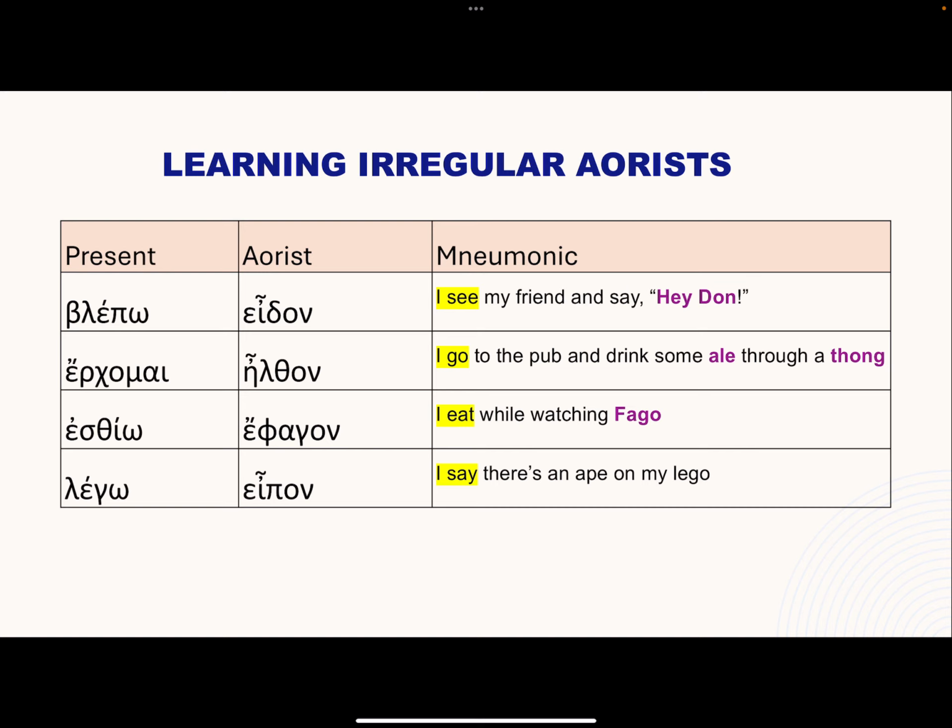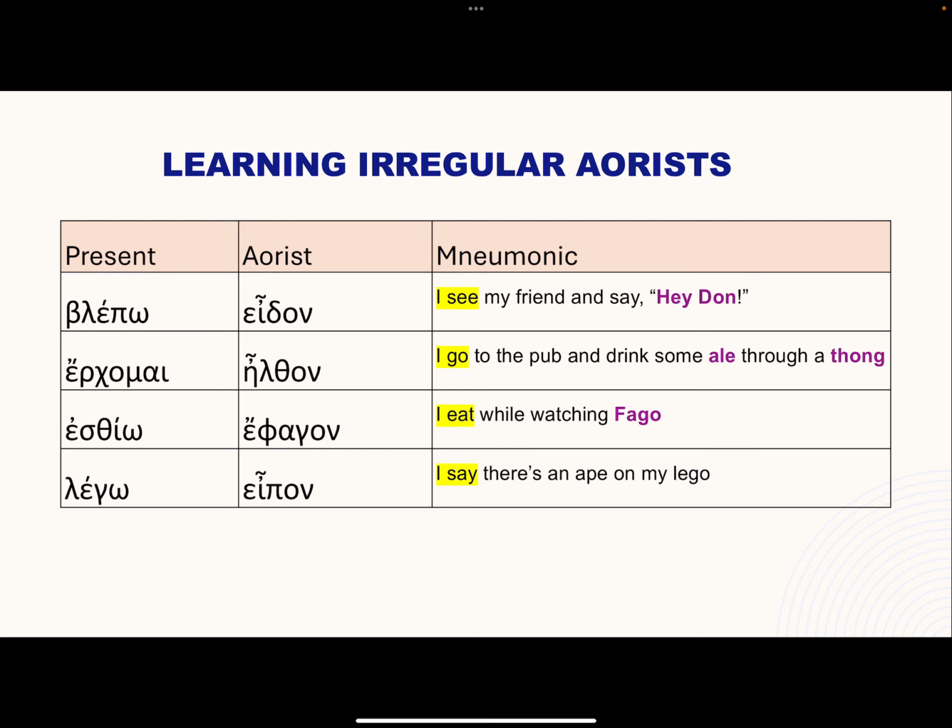So blepo, meaning I see, turns into adon in the aorist. So how am I going to remember that those two words are related? I might come up with a sentence like this. I see, because that's what it actually means, I see my friend and say, hey, Don, hey, Don. That's a way of me remembering that blepo, I see, when it moves into the aorist, becomes hey, Don, hey, Don.